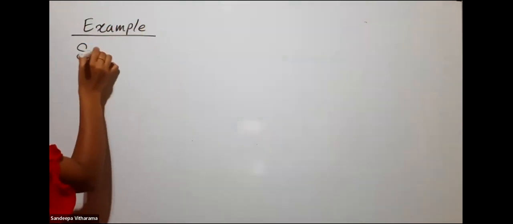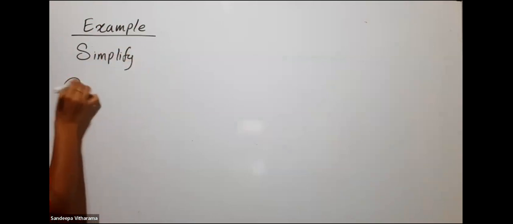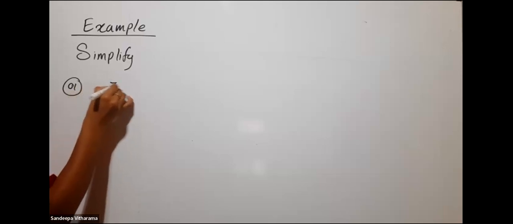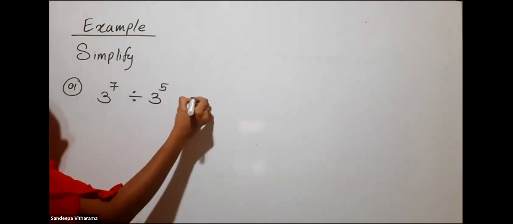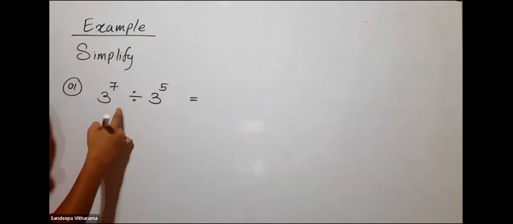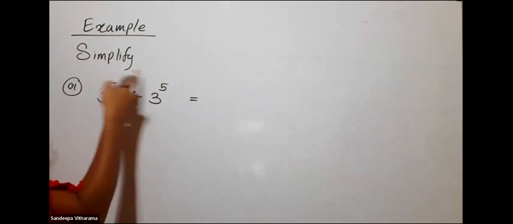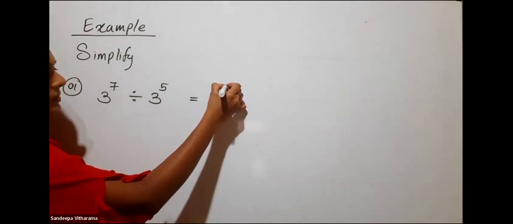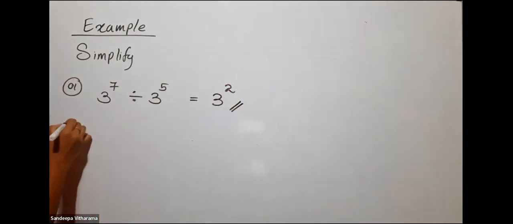Here it is given: simplify. First one is 3 to the power of 7 divided by 3 to the power of 5. Then what do we do? Here we can identify that these are powers with same bases, so we can subtract their indices. Then 7 subtract 5 is 2. We can write it at once.